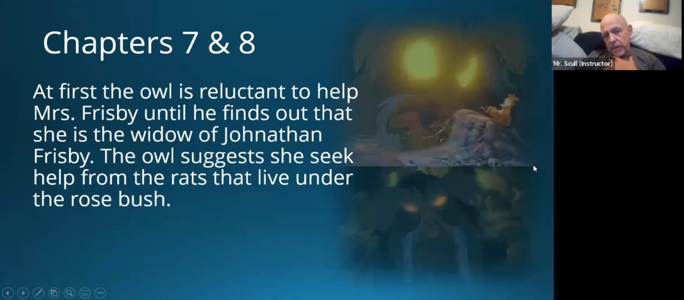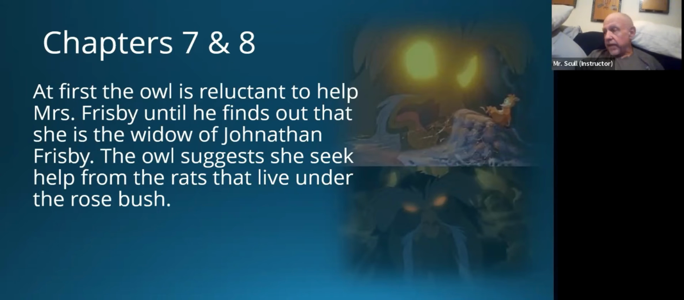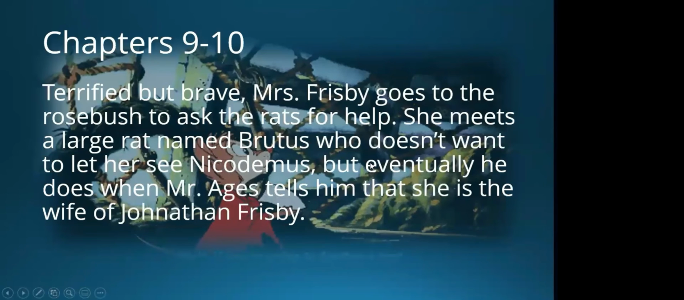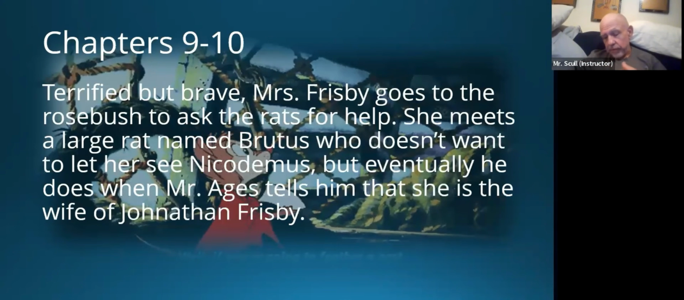Chapter 7 and chapter 8. At first, the owl is reluctant to help Mrs. Frisbee until he finds out that she is the widow of Jonathan Frisbee. The owl suggests she seek help from the rats that live under the rose bush. So he didn't eat her. He realized that she was the wife of Jonathan Frisbee. And I guess he kind of admired Jonathan Frisbee because Jonathan Frisbee was a really smart rat. He was one of the rats that became super intelligent, one of the original ones that took the injections.